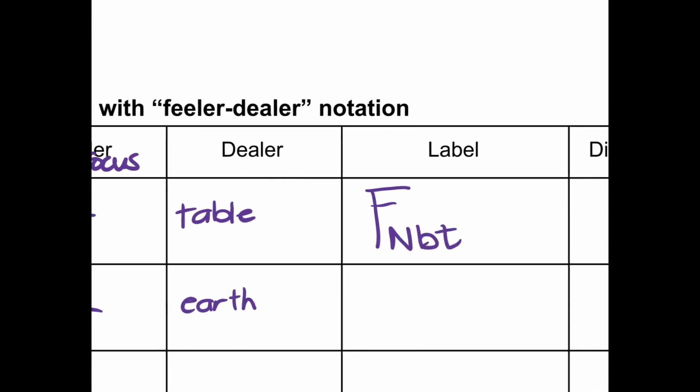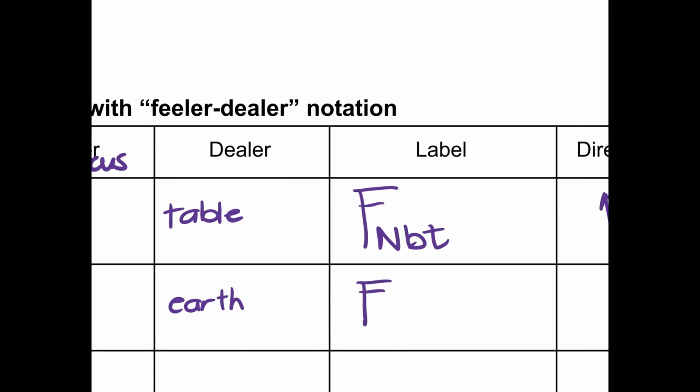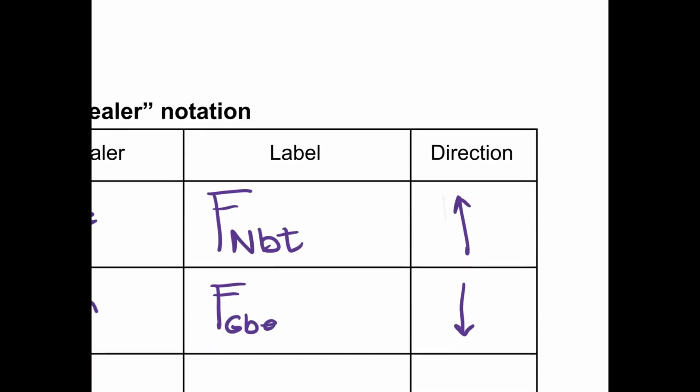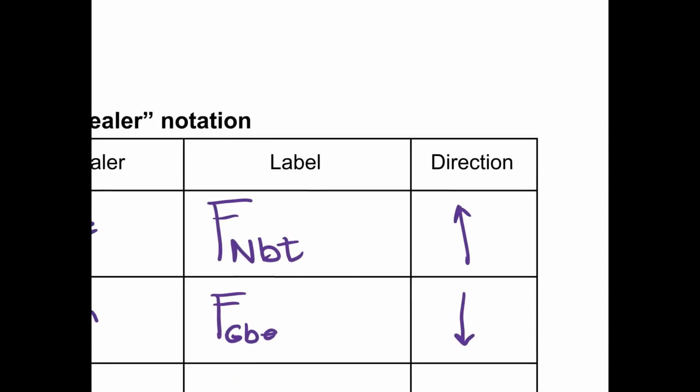So the way we would label that is it's a force of gravity on the book by the earth. And what the gravity is doing to the book is it's having it pulled towards the center of the earth, not down. Think of it as the center of the earth, but it looks like it's down to us.